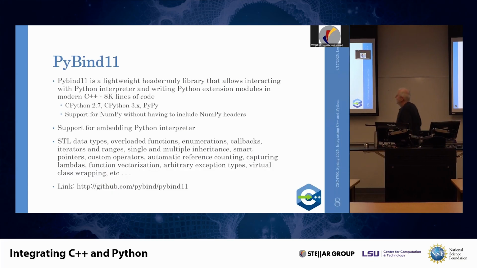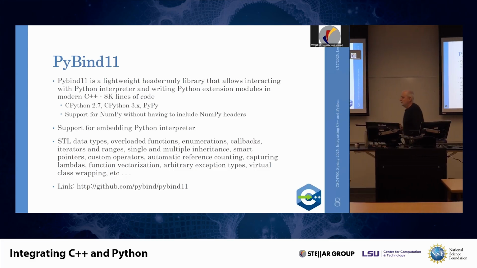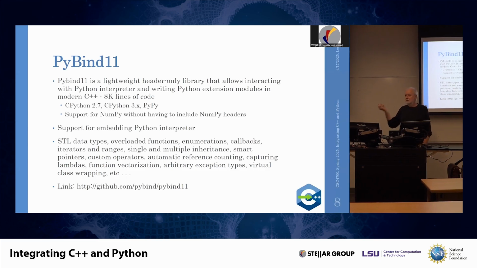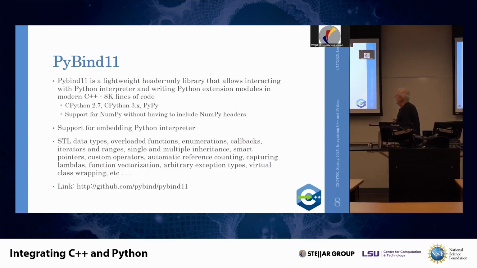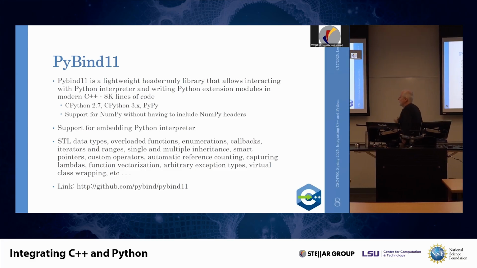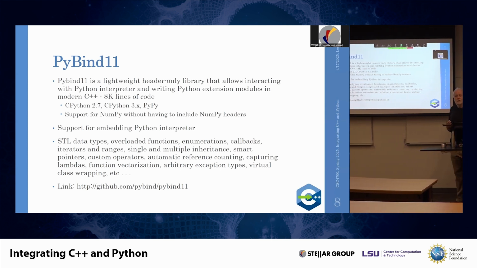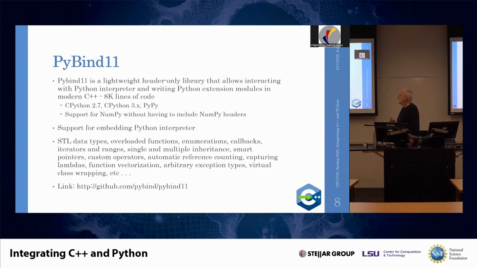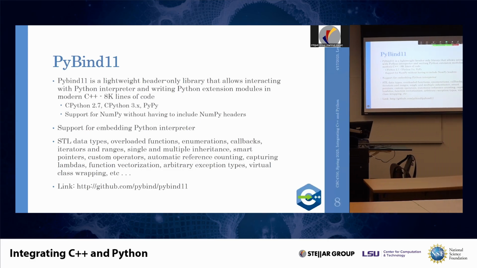Let's talk about PyBind11. PyBind11, as I said, is a very lightweight header-only library, so you don't have to compile a separate library. You just add an include statement to your own C++ code and you can use it. It allows interacting with Python and with a Python interpreter, and you can write Python extensions with it easily. About 8,000 lines of code. It supports all Python versions, and the interesting thing is it directly supports NumPy.